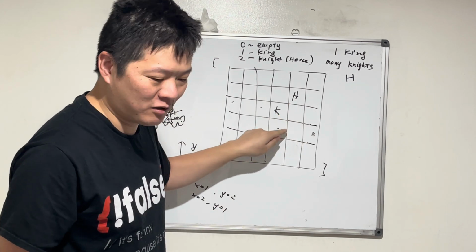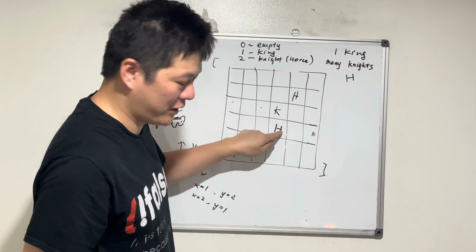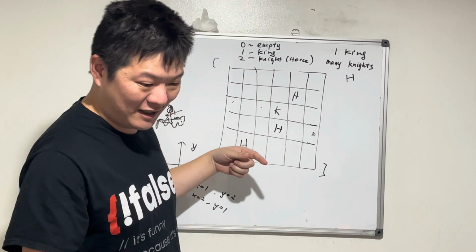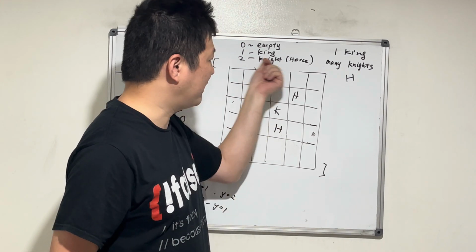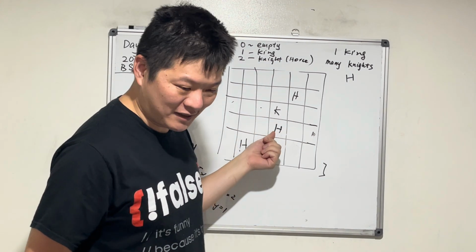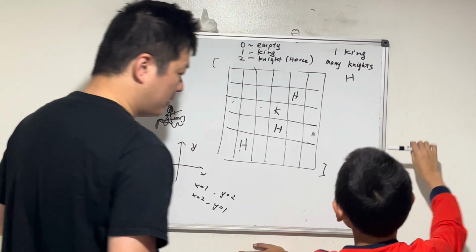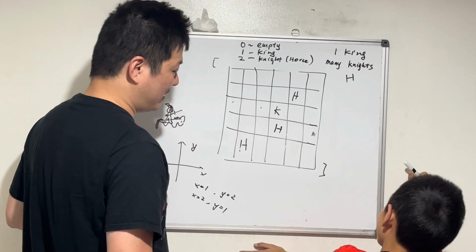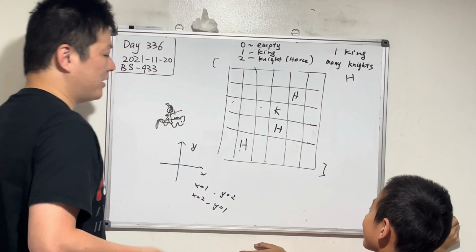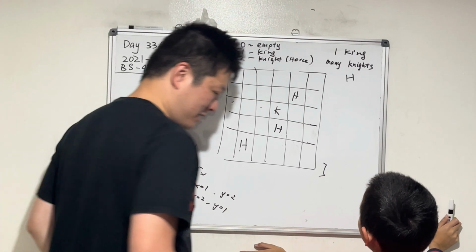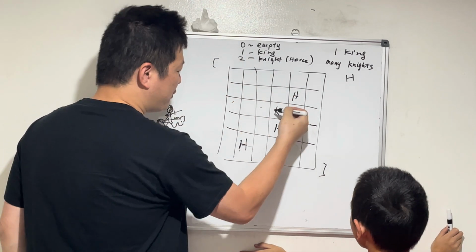The horse cannot jump on the horse. For example, if there's a knight here, this one cannot jump here, because this place is already occupied by another knight, another horse. Make sense? What's your question? You don't have a question, okay. That's fine. But you understand what I'm talking about, right? So we want to find out the minimum number of moves for some horse to capture the king.